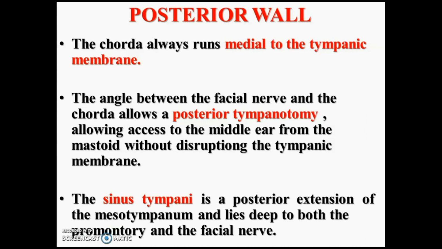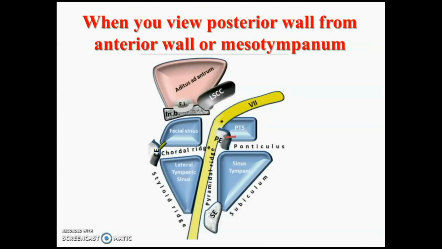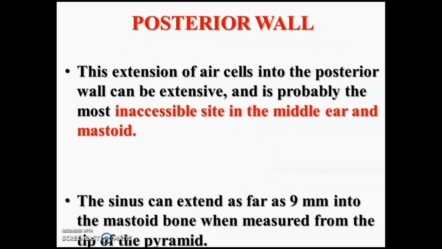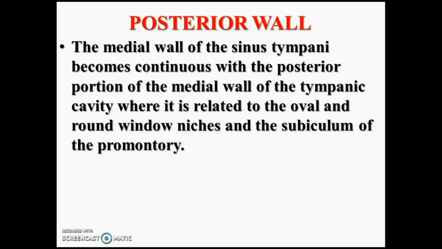And the sinus tympani is a posterior extension of the mesotympanum, lies deep to both, lies medial to the facial nerve and deep to or posterior to the promontory. Sinus tympani, you can see there on the right side, is between the ponticulus and subiculum. What is the ponticulus? A bony ridge between the pyramidal eminence and the promontory. The subiculum is a bony ridge between the styloid eminence and the promontory. And sometimes the air cells may extend into this part and may be inaccessible for surgery.